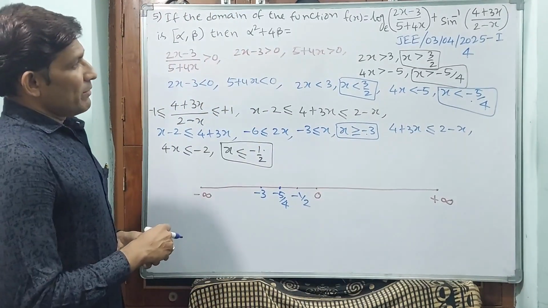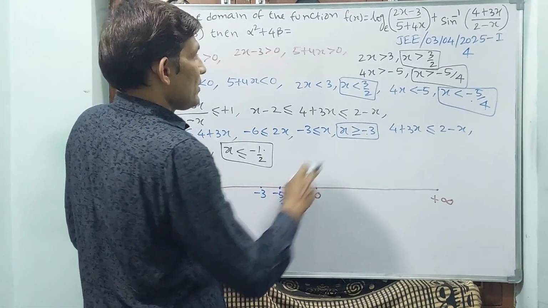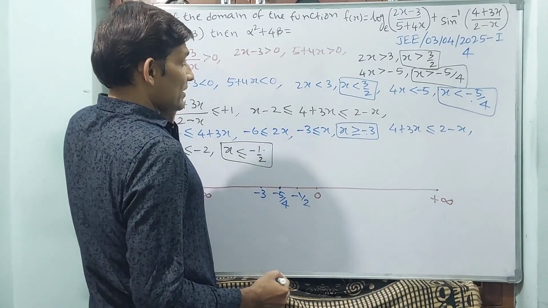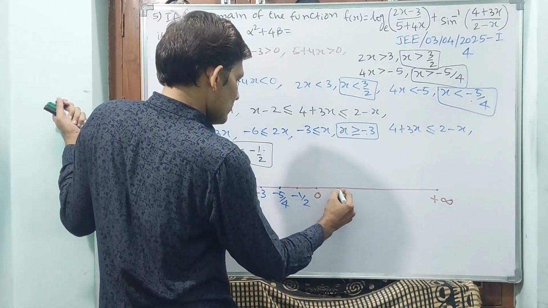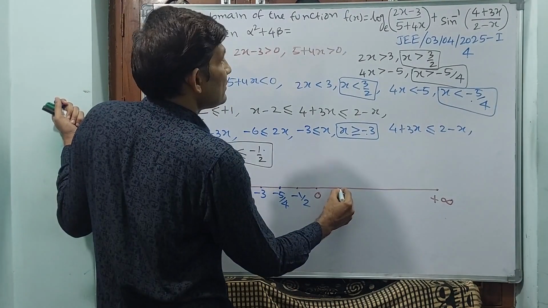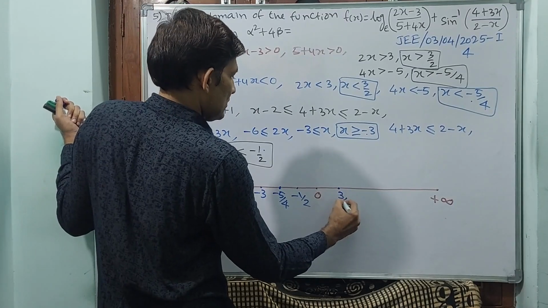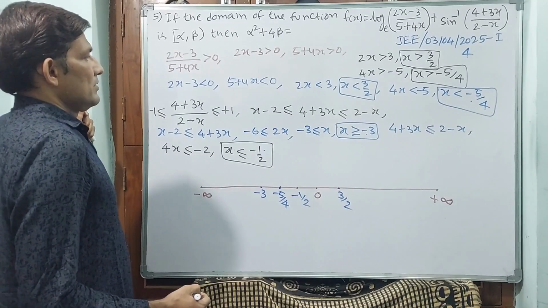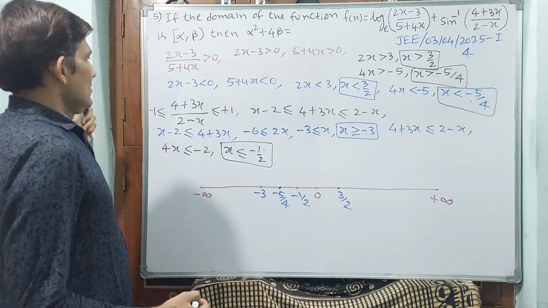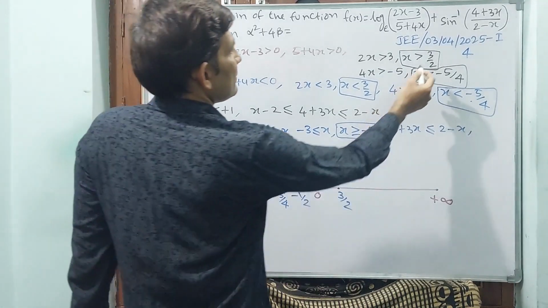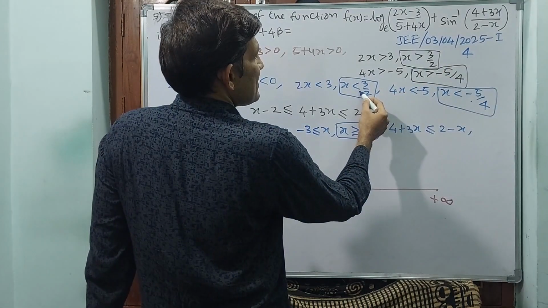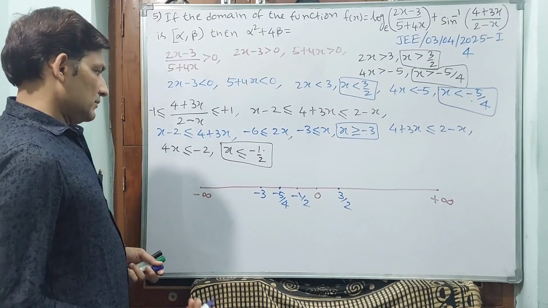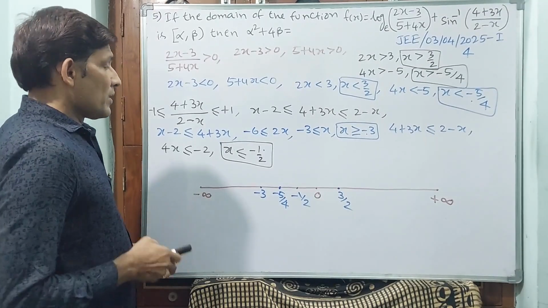Go for the positive side. The positive side is 3 by 2. Okay? Write down 3 by 2. 3 by 2 means less than 1. Only 3 by 2, that's all. That's all. Okay? Let us see now.